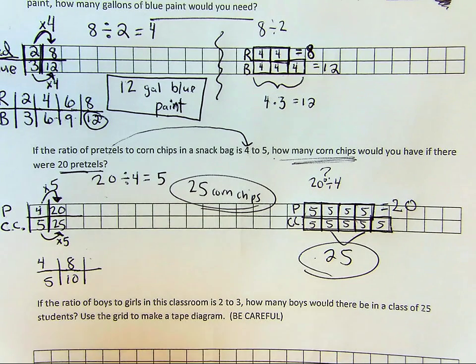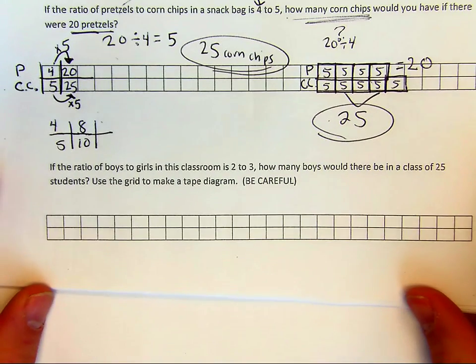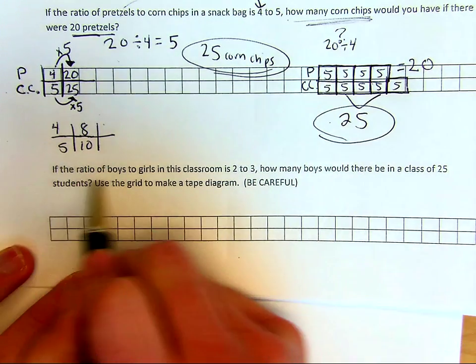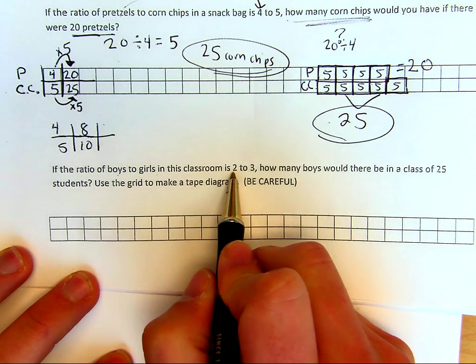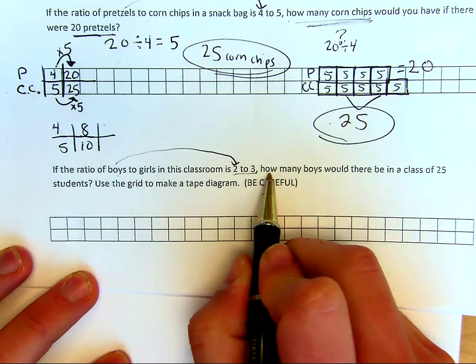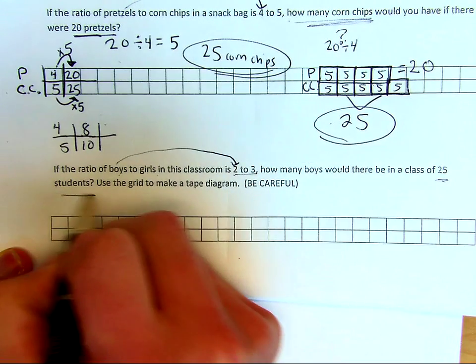All right, we're going to look at one more example, and then the notes will be done. This one is a shift a little bit. Organization for us is key. This time we have the ratio of boys to girls in the classroom is 2 to 3. Boys is first, so that goes with the 2. How many boys would there be in a class of 25 students?